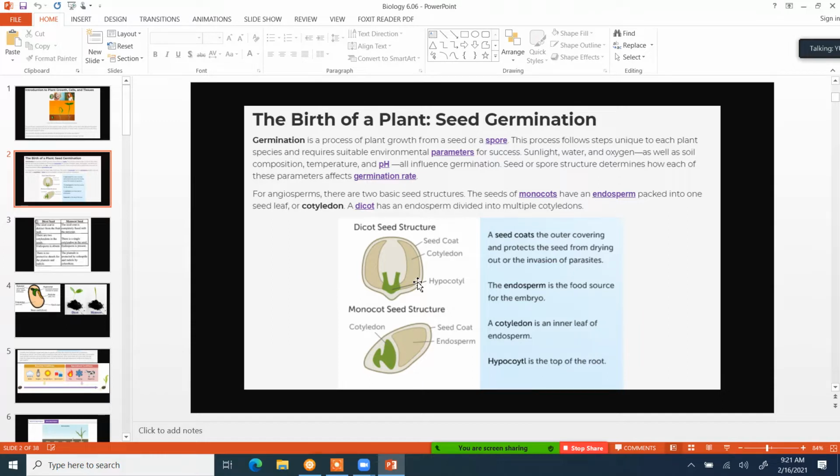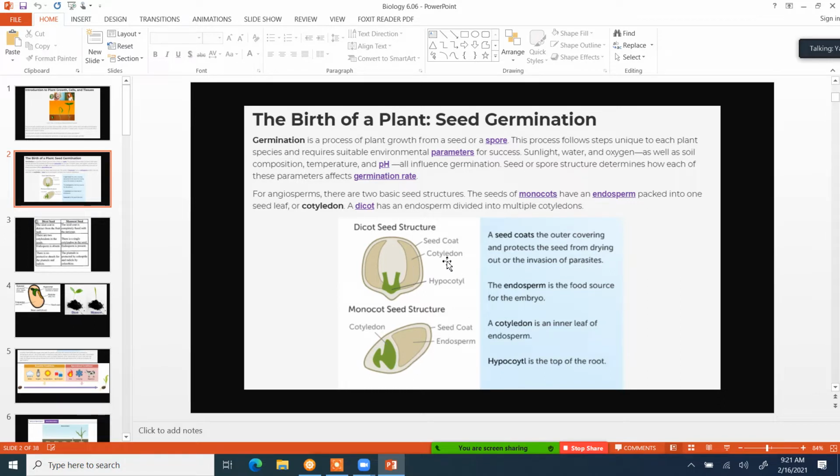So the nutrition is not in a separate place. The nutrition is within the leaf. So the first leaves are going to be a little bit thicker than usual, and the reason is that within them they have the energy stored.